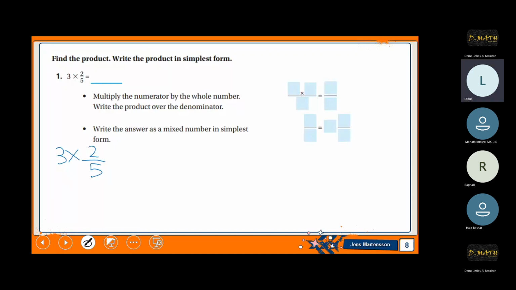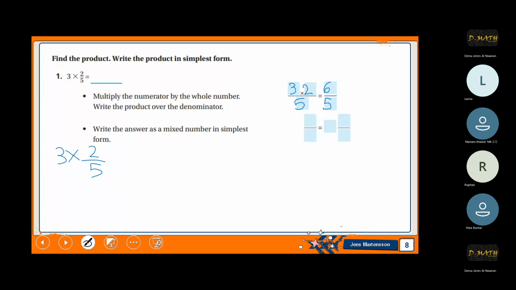2/5. The first step, they told you, multiply the numerator by the whole number. Where is the numerator here? 2. Where is the whole number? It's 3. So you multiply 3 times 2 over 5. Now, 3 times 2 is 6, so 6 over 5. As you see, greater over small. What do we have to do next?